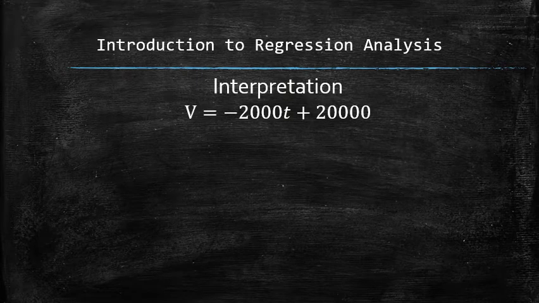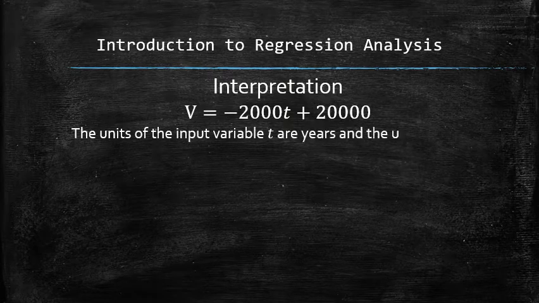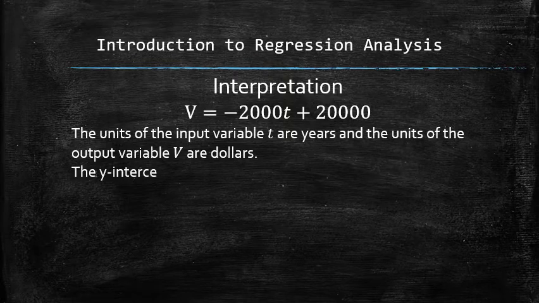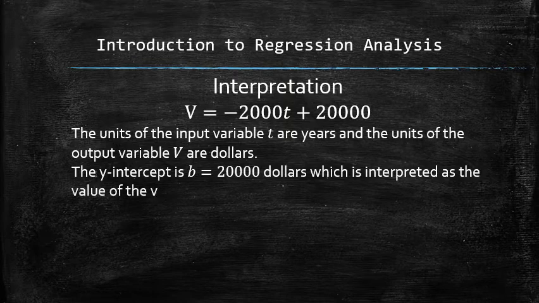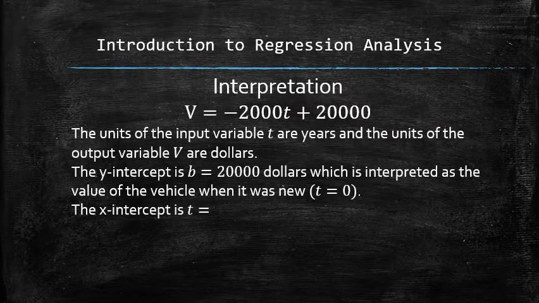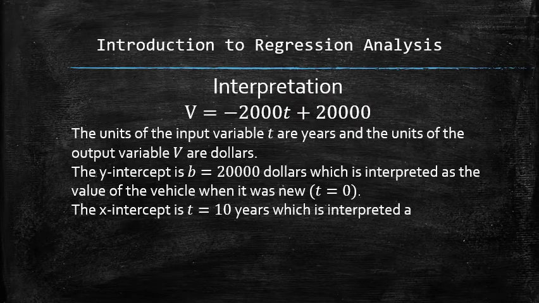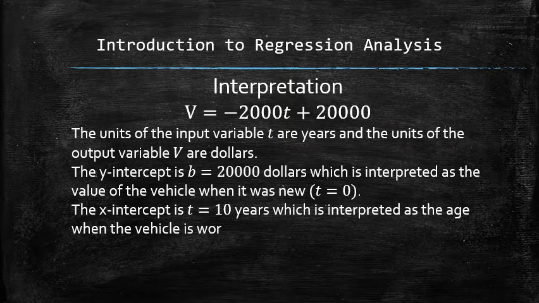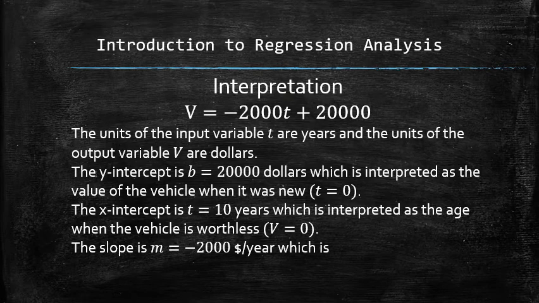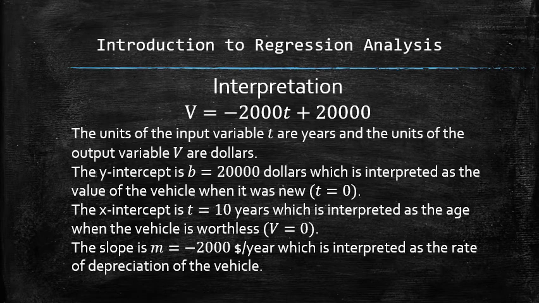In our example, the units of the input variable t are years, and the units of the output variable V are dollars. The y-intercept is b equals $20,000, which is interpreted as the value of the vehicle when it was new. The x-intercept is t equals 10 years, which is interpreted as the age when the vehicle is worthless. The slope is m equals negative $2,000 per year, which is interpreted as the rate of depreciation of the vehicle.